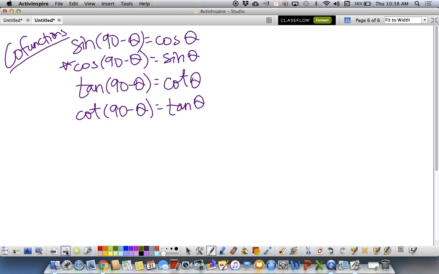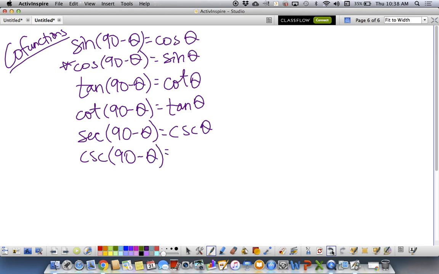Okay? Are there still more? Let's go ahead and do it, if we're writing them. Secant 90 minus theta equals cosecant theta. Or cosecant 90 minus theta equals secant theta.